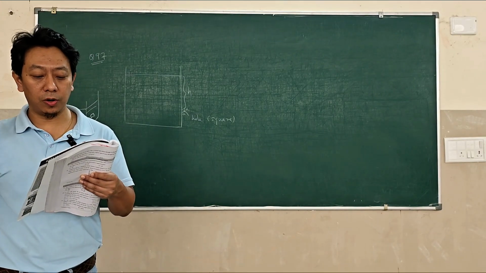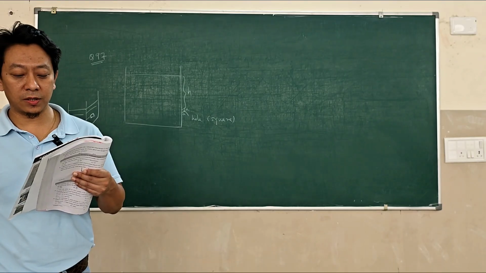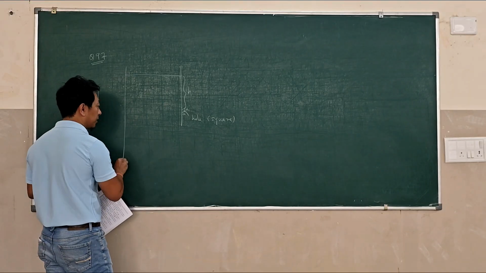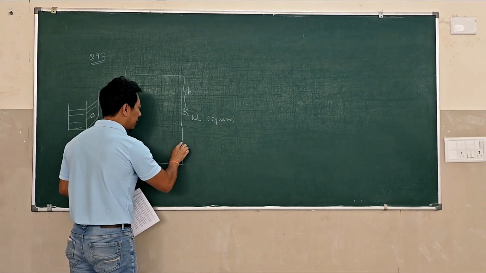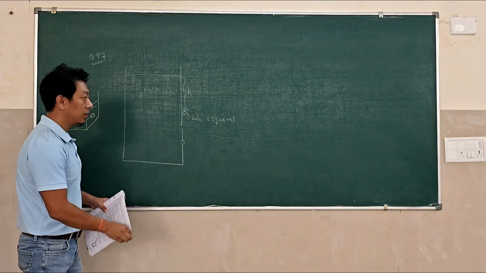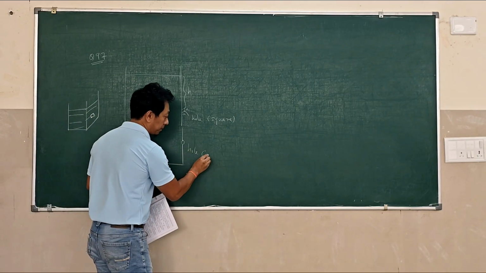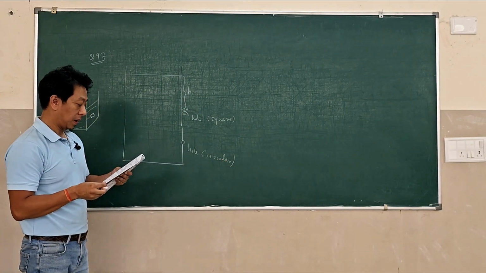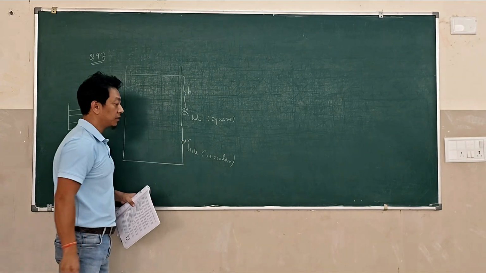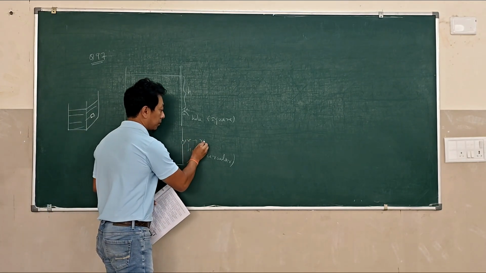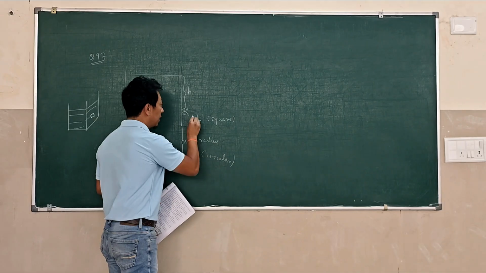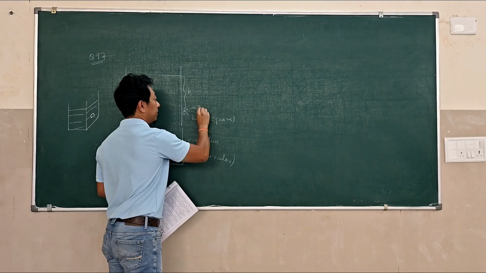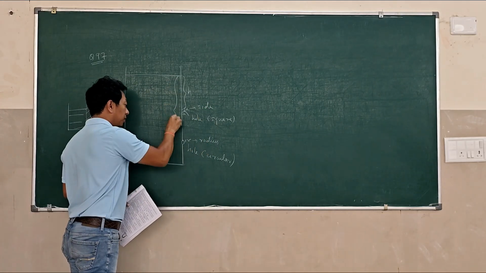Another circular hole of radius small r is made in the same container at a depth 4h. So at a depth of 4h, they have made a circular hole. What hole? Circular hole this time. What is the radius of the circular hole? Small r. Here what was a? Side of the square hole. What is this depth? 4h.